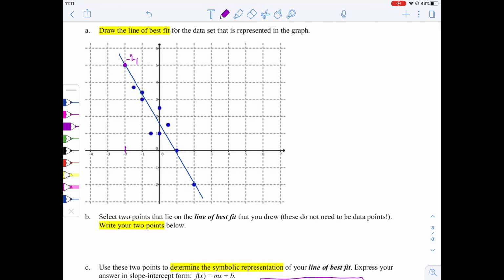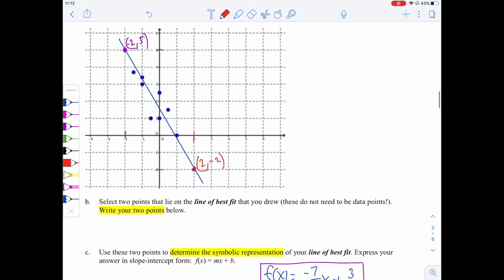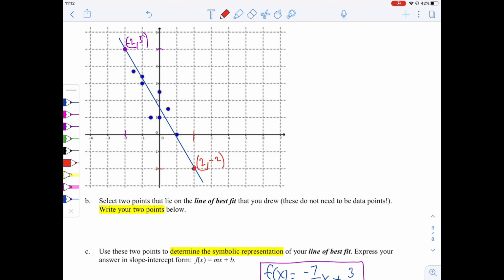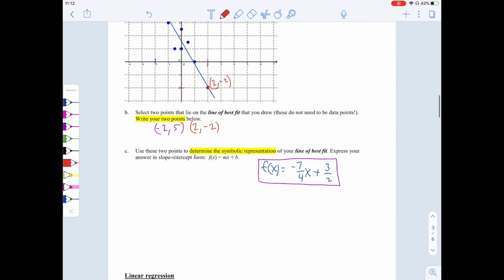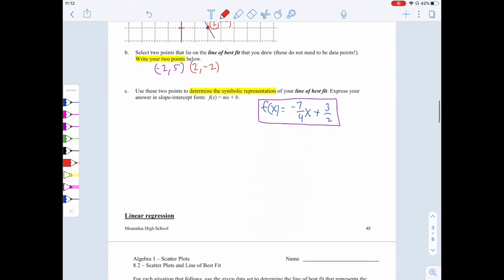So (-2, 5), that's 1 point. Here's another point right there, already on our line. That made it easy for us. So (2, -2). Those are the 2 points we're going to use: (-2, 5) and (2, -2). Then we do the same process: find the slope, solve for b, and then write the equation. You should get that answer using those 2 points.